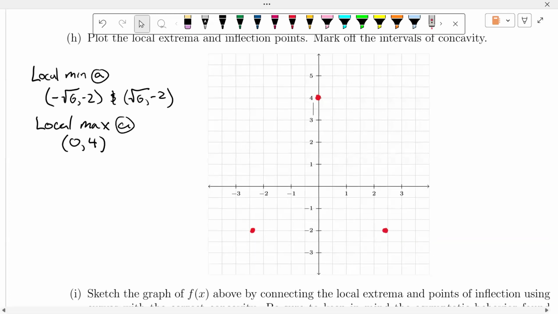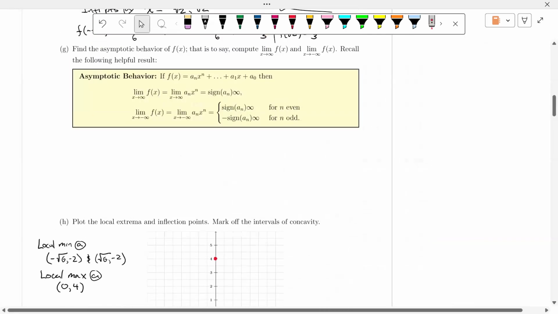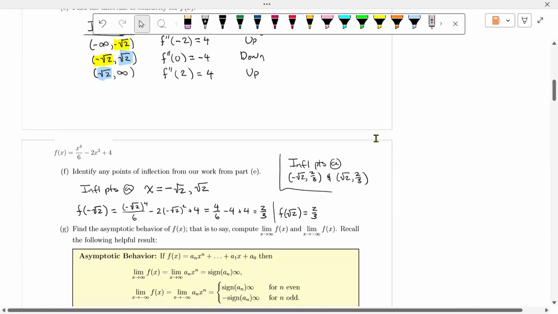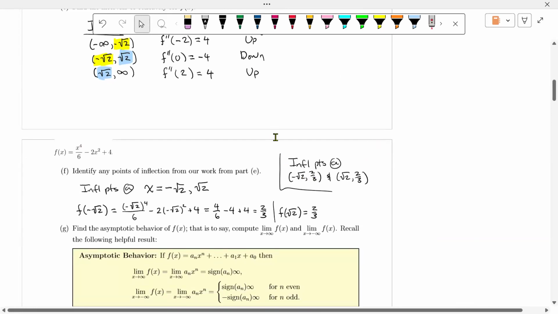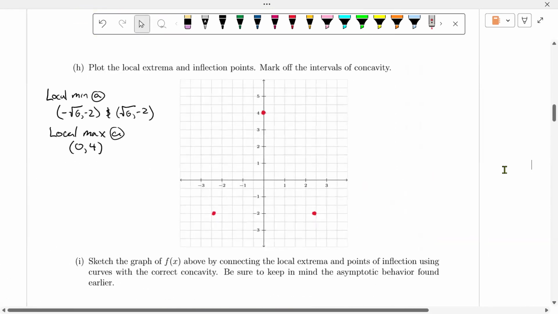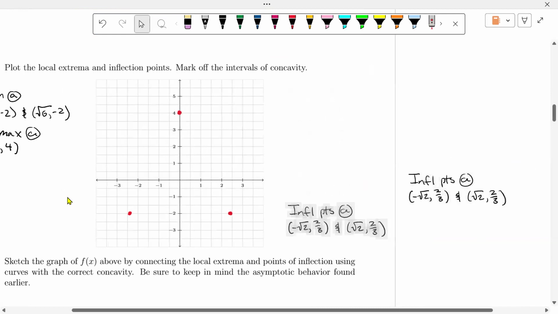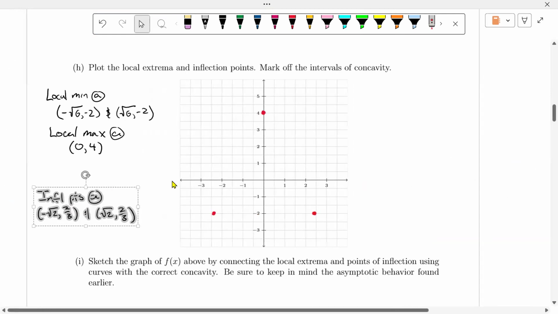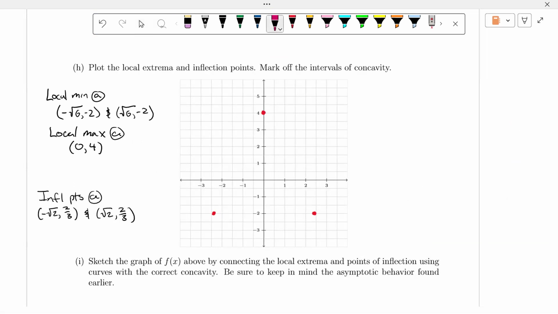The next thing I like to mark off are my inflection points. So let me recall what those are. Here, I wrote them down, so let me put those here for easy reference. There we go. That's nice. I mark those in purple. There we go. That's purplish enough.